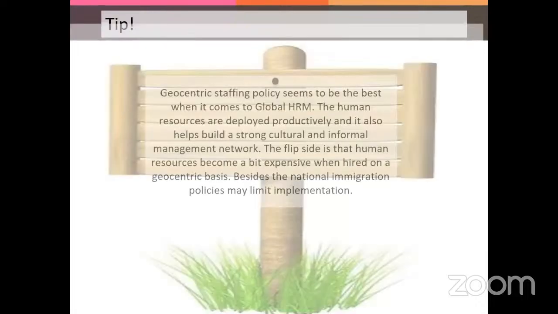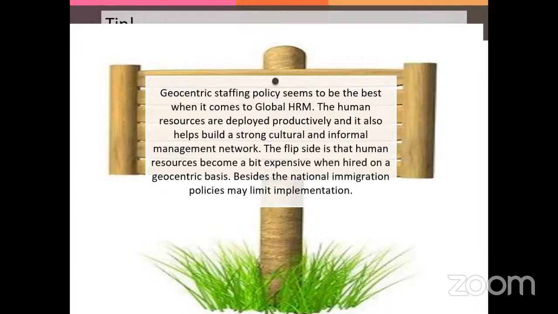Tip: geocentric staffing policies seem to be the best when it comes to global HRM. The human resources are deployed productively, and it also helps build a strong cultural and informal management network. The flip side is that human resources become a bit expensive when hired on a geocentric basis. Besides, national immigration policies may limit implementation.